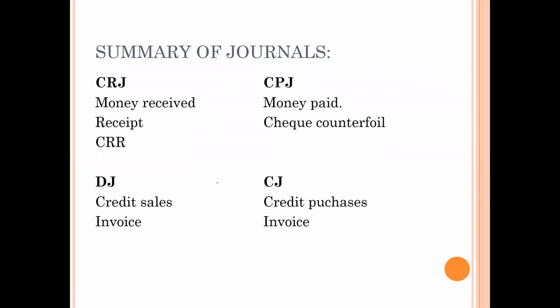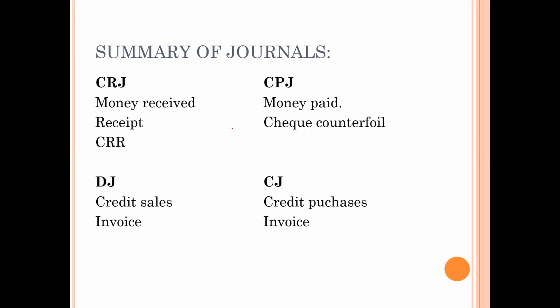Right. The summary of the journals. So again, after we have done now today the new journal, the CJ, let's look at it. As I said, in grade 8 you have done the CRJ and the CPJ. Basically, the CRJ was about money received and the CPJ about money paid. With the CRJ, your source documents was receipt and cash register roll. With the CPJ, it was the check counter form.